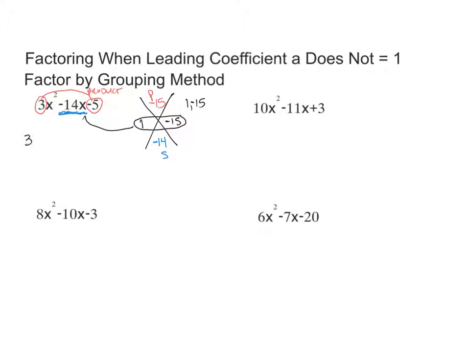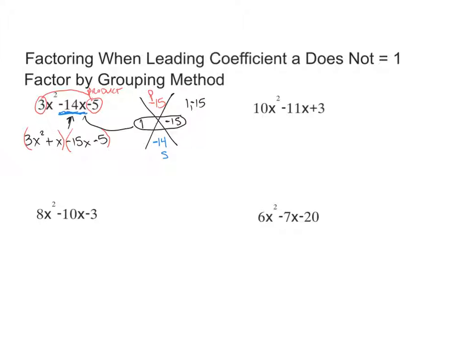So I will rewrite this equation as 3x squared plus 1x minus 15x. So these are replacing. Notice how these two are still equivalent to that value. Then minus the 5. The whole idea with this is that I want to group these first two terms together and these last two terms together.